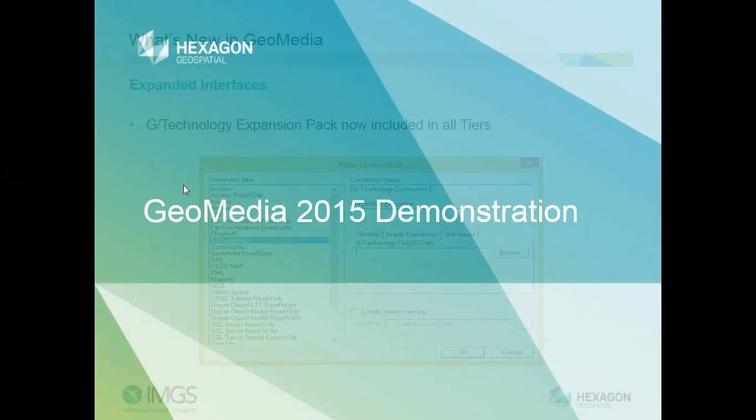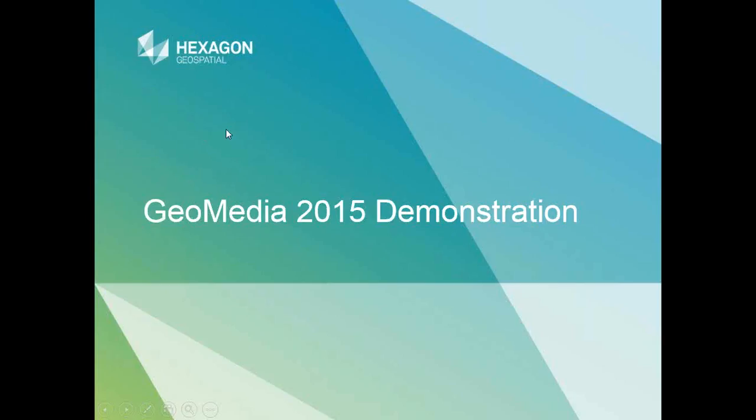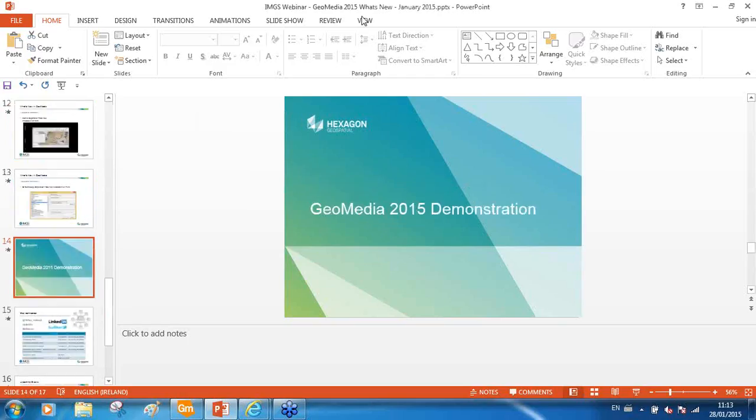Okay, so I'm going to jump out now to show you GeoMedia 2015. These videos will never work anyway, so better off showing the live software. So the first thing you can see is we've got a nice little logo here at the bottom. It's changed now. GM, it's orange, shows part of the producer suite.